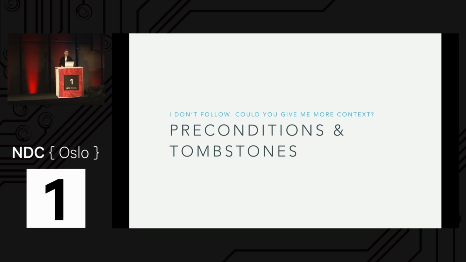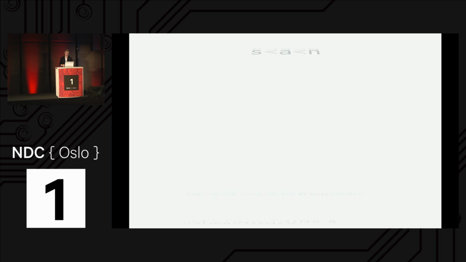We're going to take a look at some tricks that might help us solve that TP2 problem. In other words, having more than two peers collaborating directly with each other without a go-between. So two of the tricks we'll take a look at are called preconditions and tombstones.